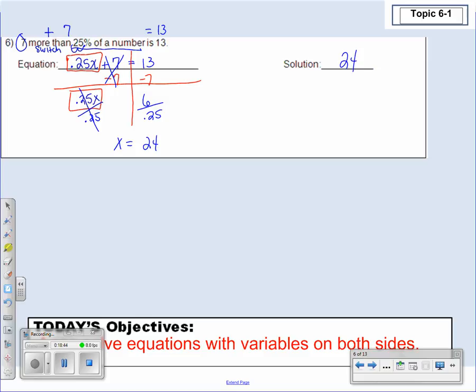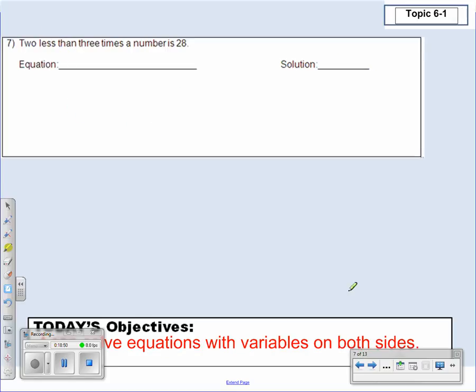Number 7, we have 2 less than 3 times a number is 28. Less than is a minus. It is also a switch word. So I know I have a minus sign. The 2 now goes behind the minus sign. 3 times a number, that'd be 3 times x, equal, and then 28 is what follows.